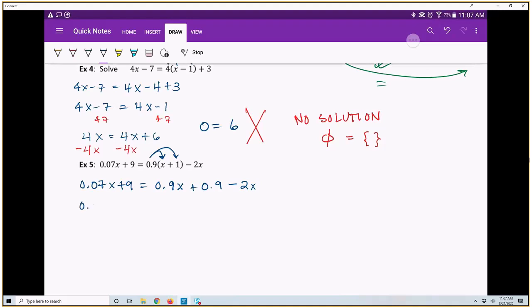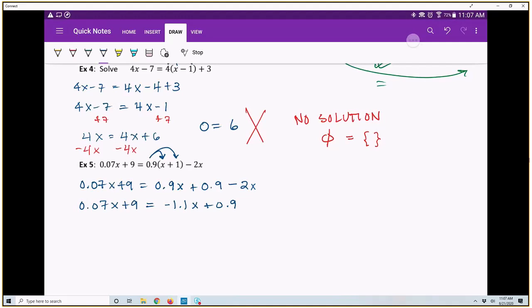I need to combine like terms because I see that I have 0.9x and I have 2x. So on the left side, nothing changes. I still have 0.07x plus 9. And on the right side, I have 0.9x minus 2x. That's minus 1.1x and plus 0.9. So again, just because the coefficients are decimals, I don't treat them any differently. I still just do minus 2 plus 0.9 times x.